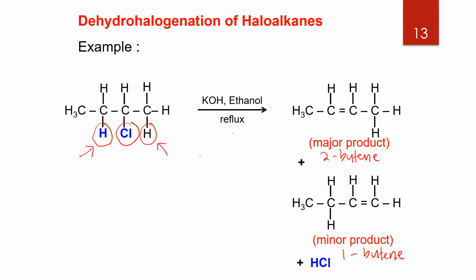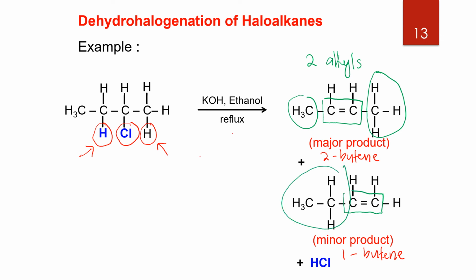According to Saytzeff's rule, the carbon-carbon double bond with a greater number of alkyl groups must be the major product. The first structure, 2-butene, has a carbon-carbon double bond with two alkyl groups. For the second alkene, 1-butene, the carbon-carbon double bond has only one alkyl group. That shows that the first structure, 2-butene, has a greater number of alkyl groups. Thus, 2-butene must be the major product.